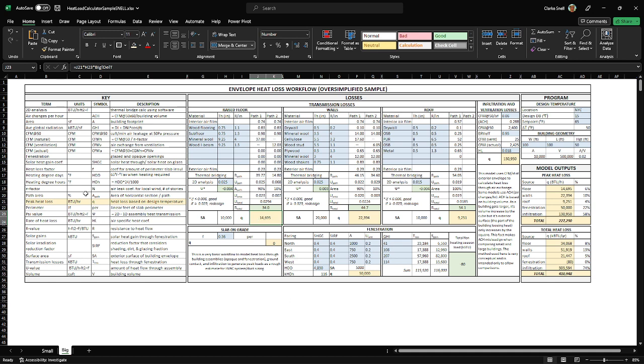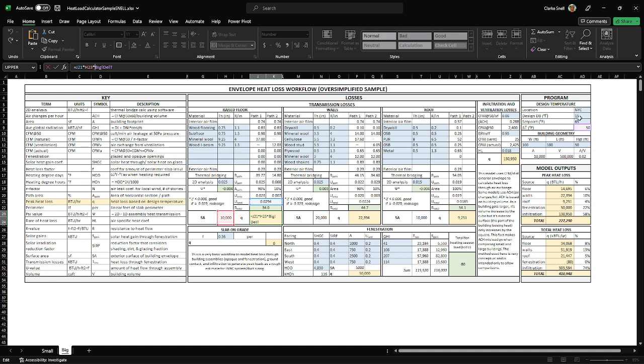Here's another one. What is this? J21 times H23 times big exclamation point delta T. So let me select that. H21 is the surface area of this raised floor. H23 is the U value, and big delta T is the change in temperature. It's right here.